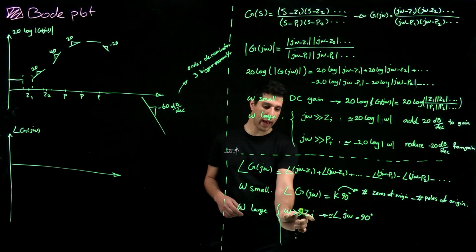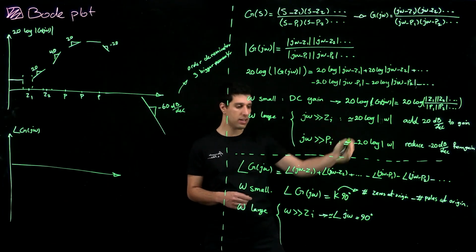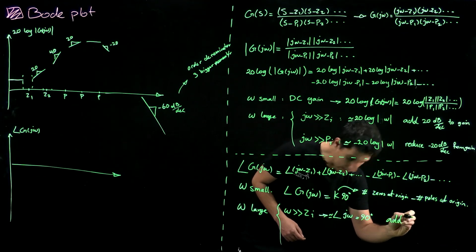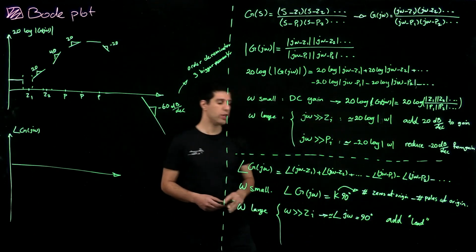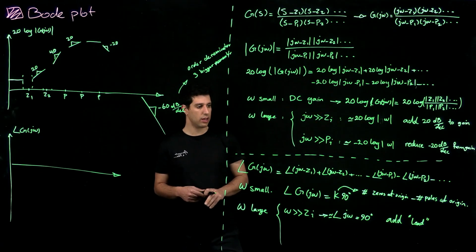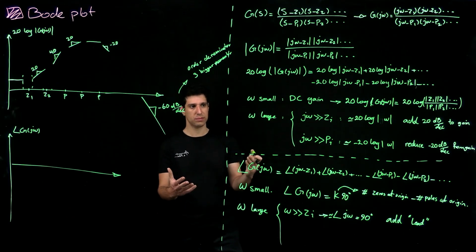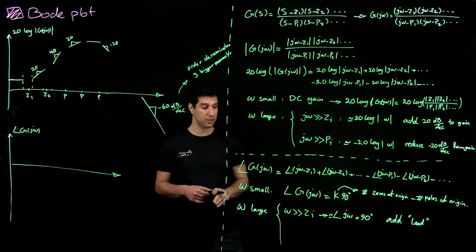So after we pass each zero, we lead by 90 degrees. So it's add some lead, which, by the way, isn't really a physical condition. We cannot have a system predicting the output, predicting the input. Is it?